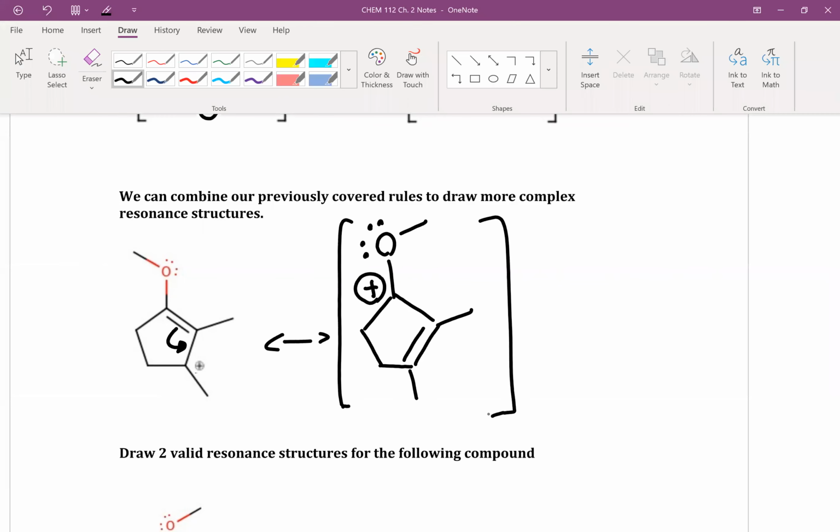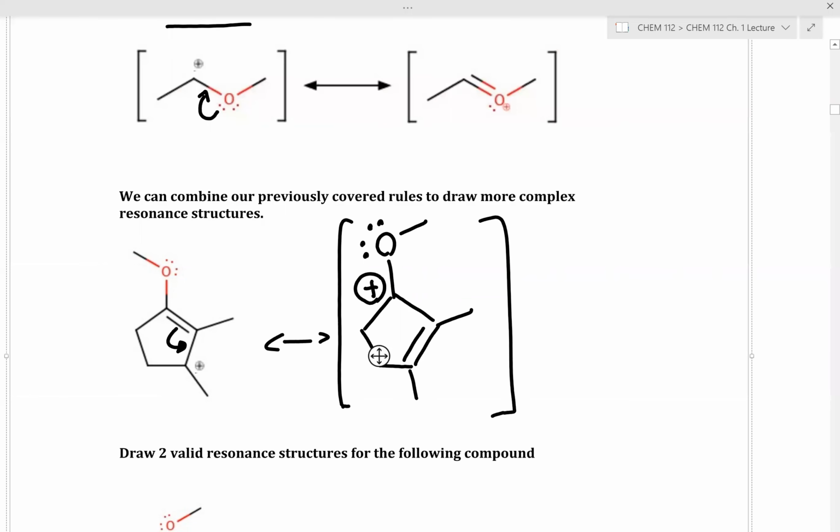And now, because we have a lone pair adjacent to a cation, can we push our lone pair down and form a new double bond? Yes. So let's do just that. We take our lone pair and we push it down between our two atoms to form a new double bond. Does that make sense? Okay, just like we did up here, right? We have a lone pair and a cation. We can form a double bond. And that in turn gives us the following resonance structure.